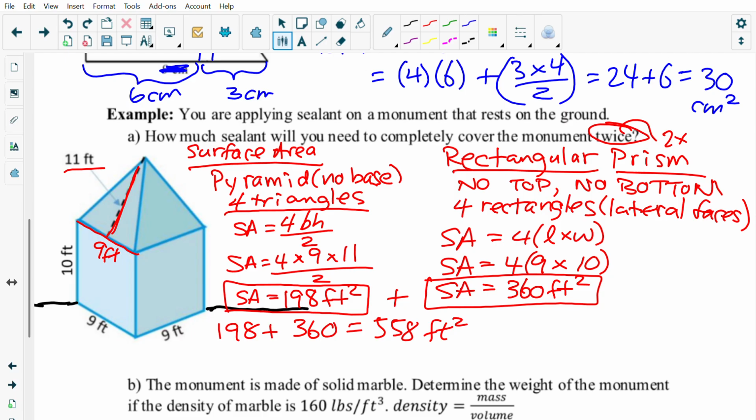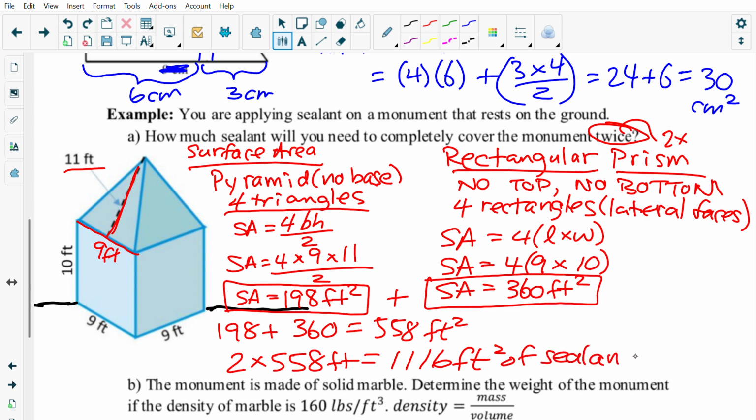I'm coating this monument twice with sealant. So I go 2 times 558 square feet. I get 1,116 square feet of sealant to cover twice. Okay, there we go.